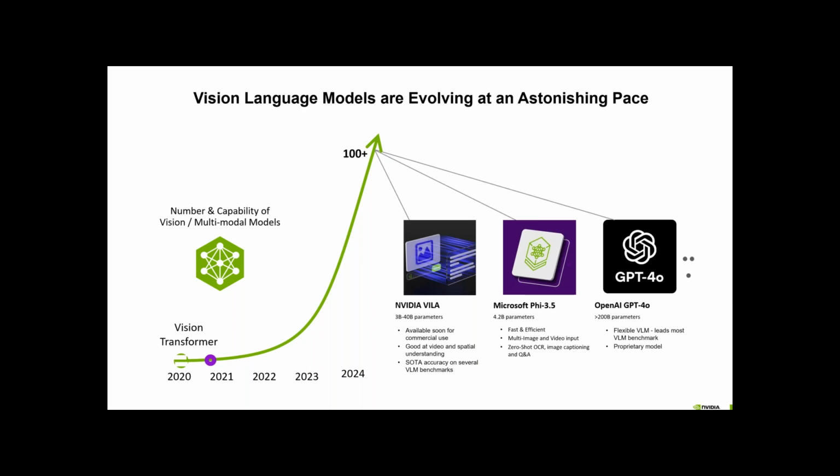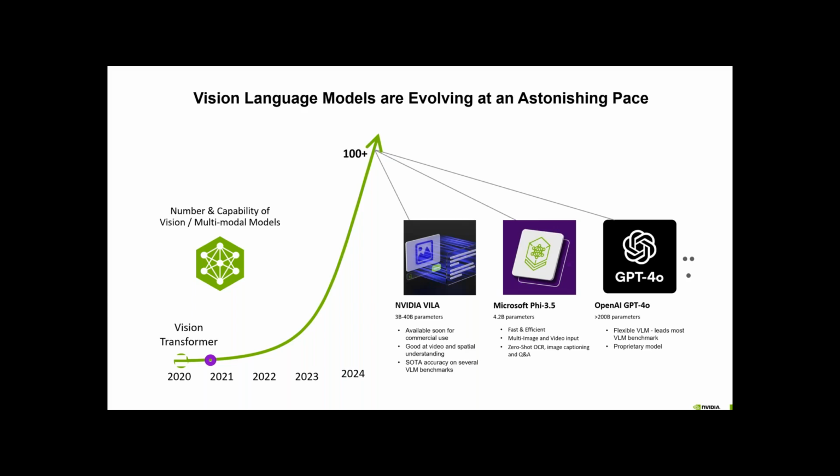So firstly, we have the NVIDIA VILA model. This model is NVIDIA's own model. This architecture is based on what is known as NVILA, and the model size that is offered starts from 3 billion parameters all the way up to 40 billion parameters. It is going to be available soon for downloading and training. It is available as a trial right now. It is really good at video and spatial understanding.